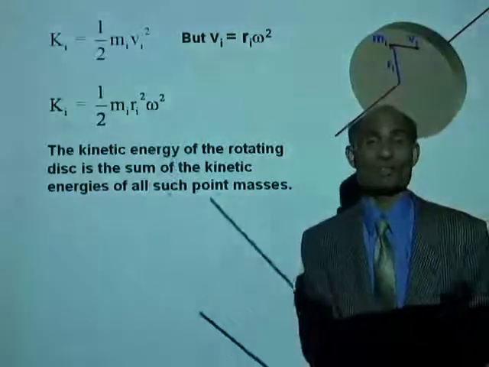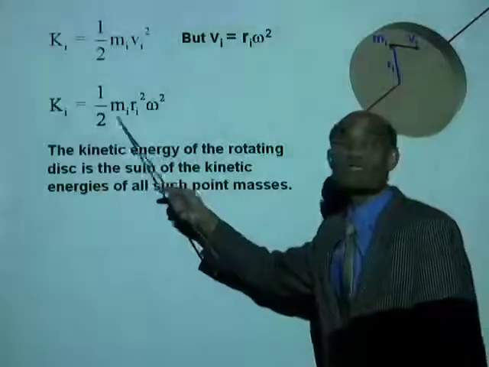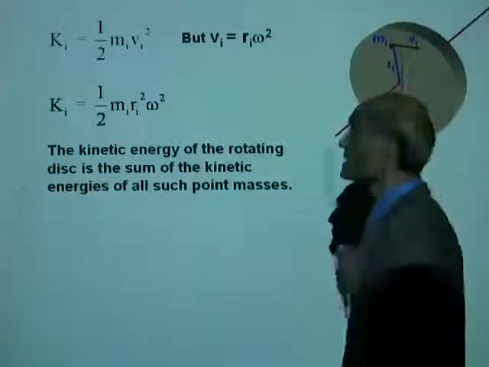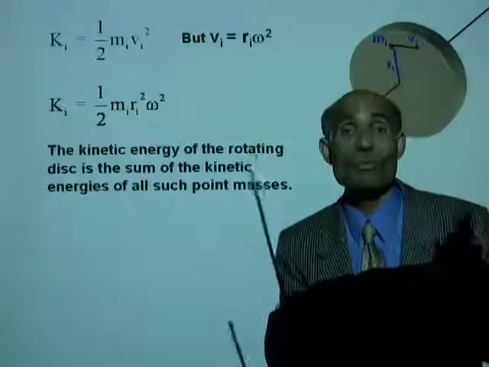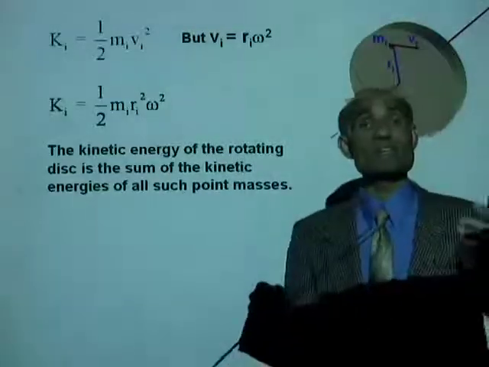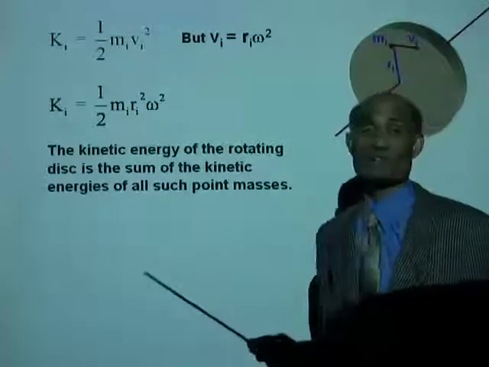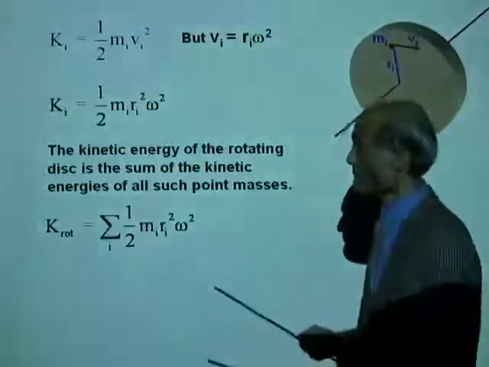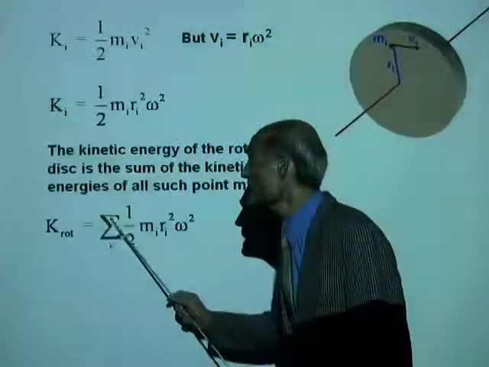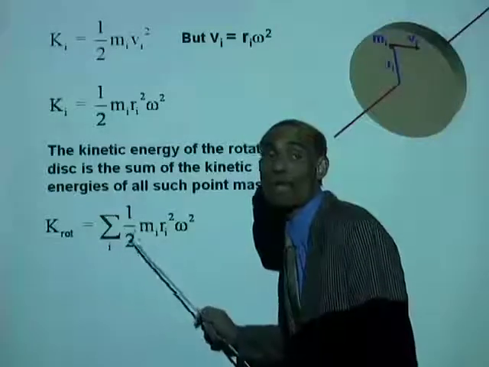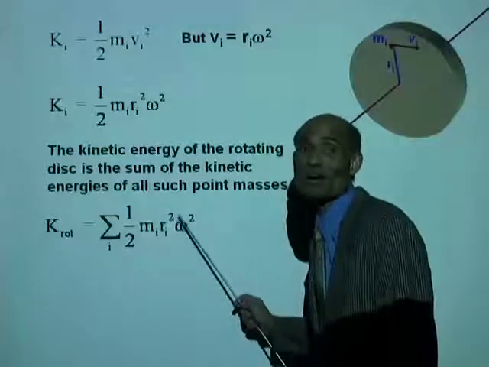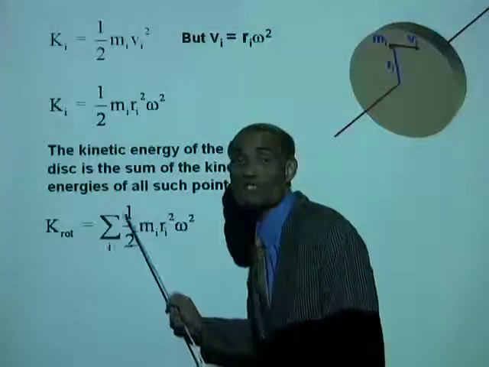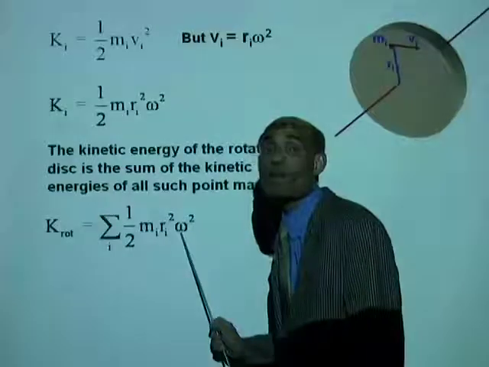Well, the kinetic energy of the rotating disk is the sum of the kinetic energies of all the particles which make up the disk. This is the kinetic energy of one particle. Therefore, the total kinetic energy of the rotating disk will be the sum of the kinetic energies of all such particles. So how do we write the total kinetic energy? K rotation is summation i 1/2 mi ri squared omega squared. Well, this 1/2 is a constant. I can bring it out of the summation. Omega is a constant.